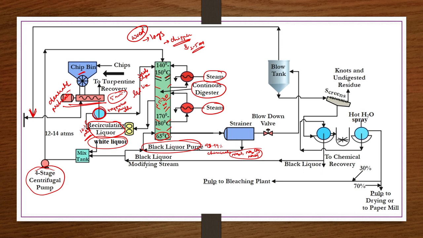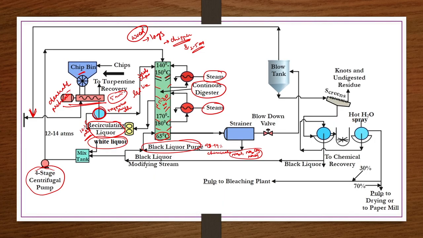Otherwise, the strength of the pulp, or the fiber strength, would be reduced. That is the reason some black liquor is also sent to the bottom of the continuous digester, to reduce the temperature to roughly 60 degrees centigrade. This mixture is then taken to the strainer and from there to the blow tank, where the temperature is reduced further to approximately 30 degrees centigrade, and the heat is recovered in the form of steam.